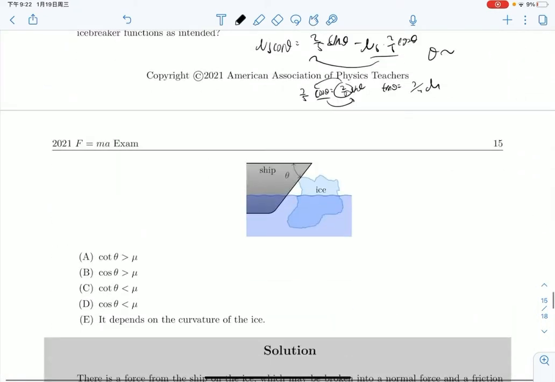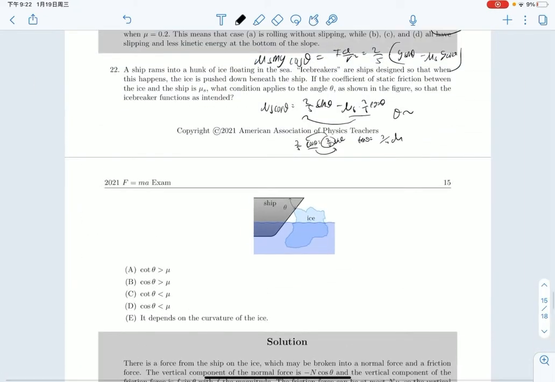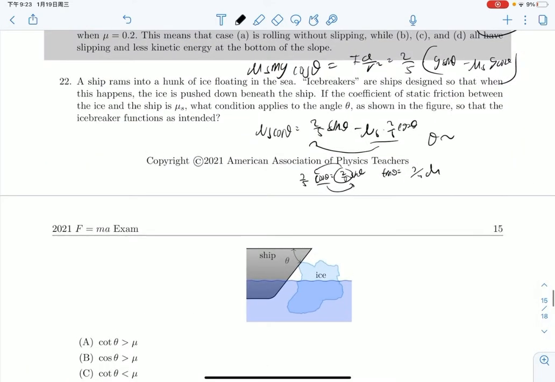And now moving on to question 22. A ship ran into a hunk of ice floating in the sea. Icebreakers are ships designed so that when this happens, the ice is pushed down beneath the ship. If the coefficient of static friction between the ice and the ship is mu s, what condition applies to the angle theta as shown in figure so that the icebreaker functions as intended? I also think this problem is kind of stupid.